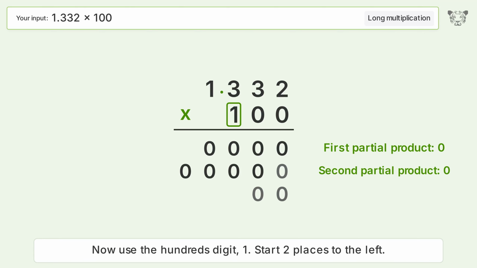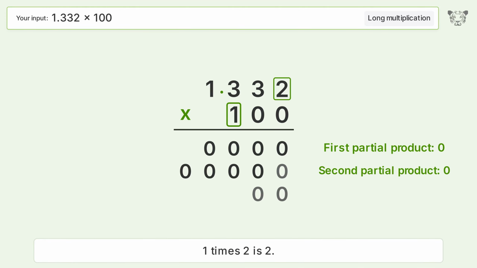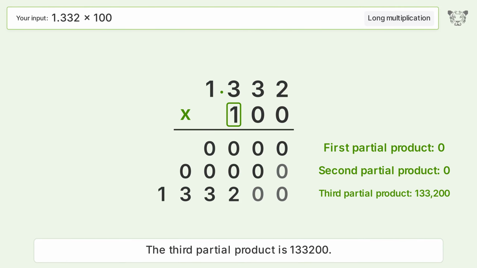Now use the hundreds digit, 1. Start two places to the left. 1 times 2 is 2. 1 times 3 is 3. 1 times 3 is 3. 1 times 1 is 1. The third partial product is 133,200.